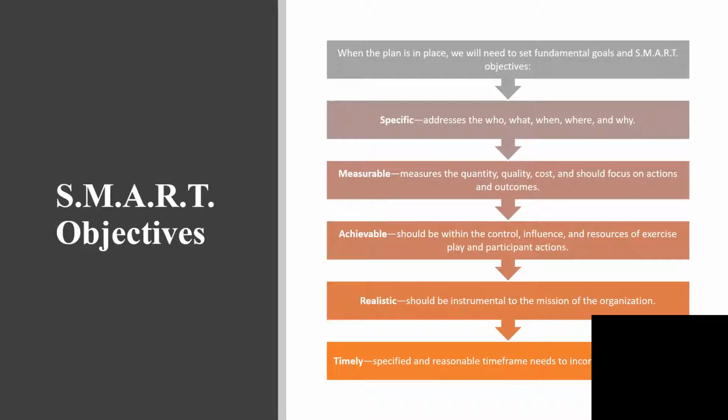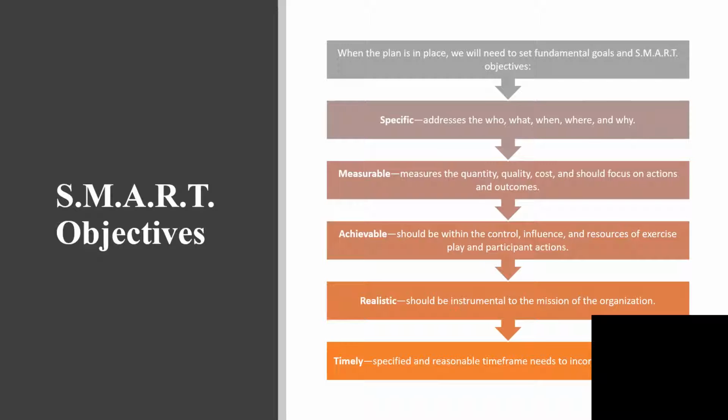SMART objectives. When the plan is in place, we will need to set fundamental goals and SMART objectives, and use the acronyms as they are. You have to be specific. Address the who, the what, the when, where, and why. The measurable. Measure the quantity, quality, cost, and focus on actions and outcomes.